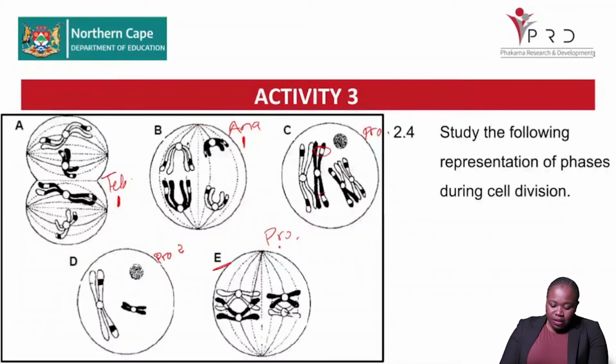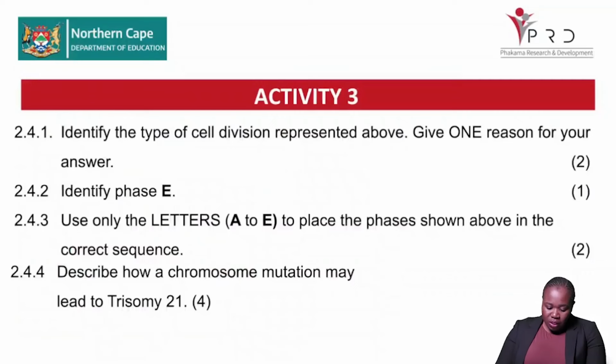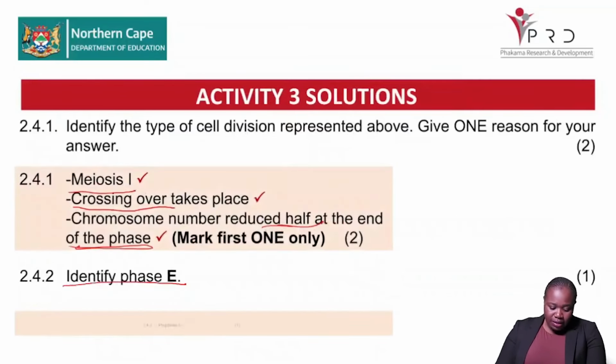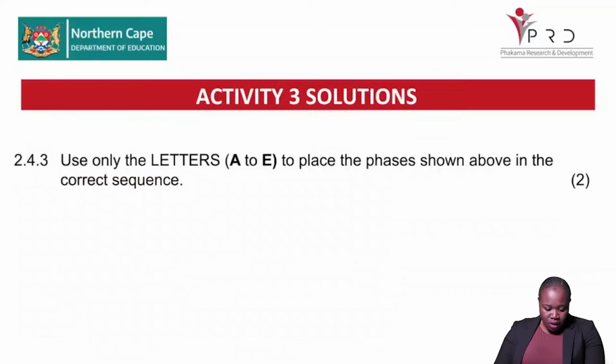That is prophase 1, right? Because we can see crossing over taking place, right? So that is prophase 1. 2.4.3, use only the letters A to E to place the phases shown above in the correct sequence.